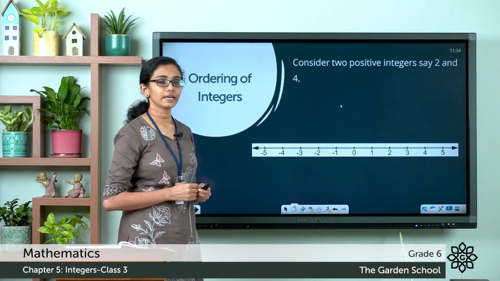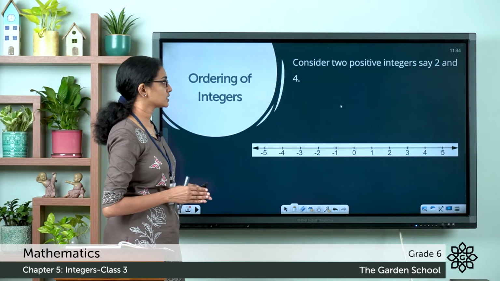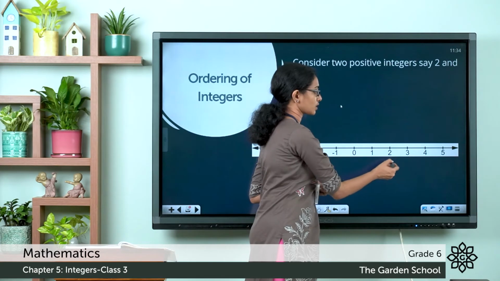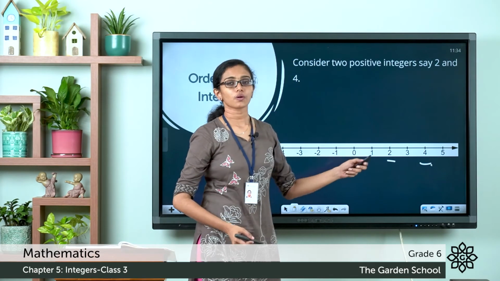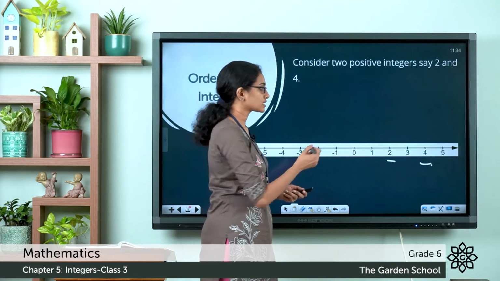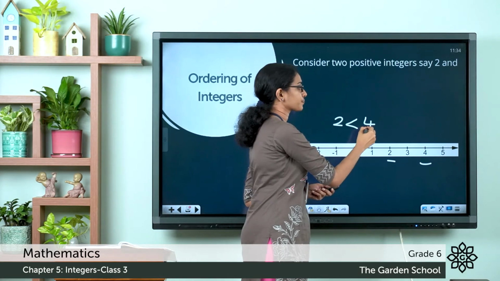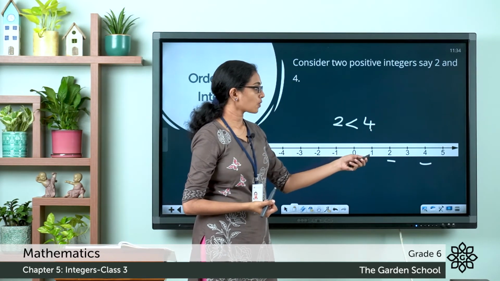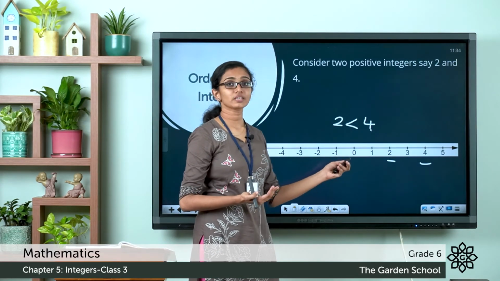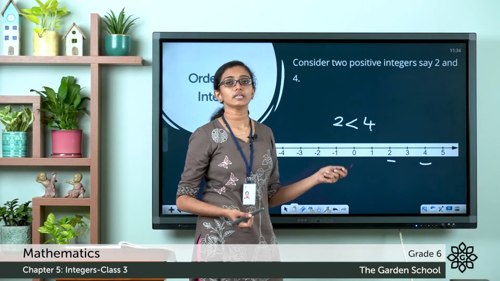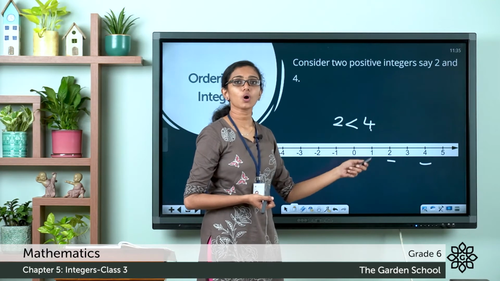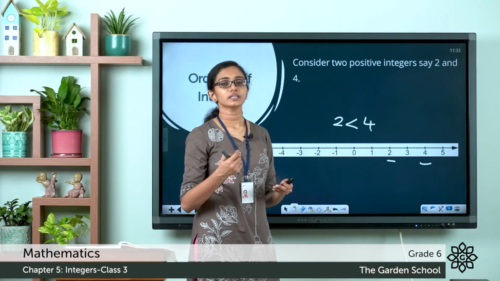So you see the number line here. Consider the two positive integers 2 and 4. You can see 2 here and 4 is here. So which is greater, 2 or 4? It is 4. 4 is greater than 2, or you can say 2 is less than 4. So you see 4 is to the right of 2 on this number line. So we can say an integer to the right of a given integer will be greater than the given integer, and an integer to the left of a given integer will be less than the given integer.